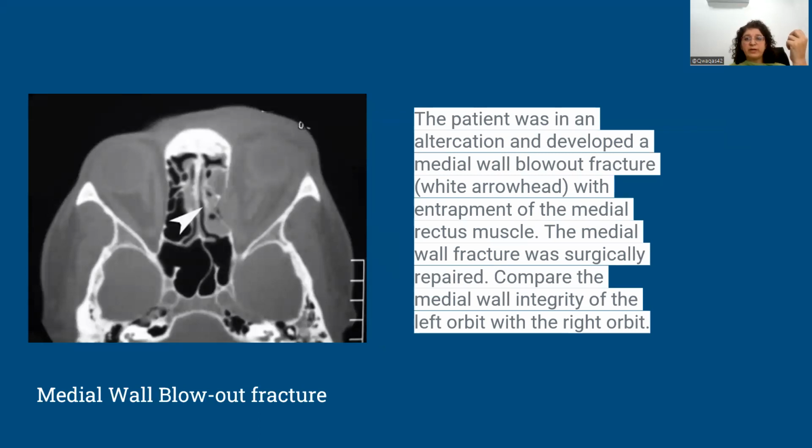This patient was in a fight and developed a medial wall fracture. As you're aware, this is the lamina papyracea. This is one of the thinnest walls in the orbit, so it's very prone to fractures with even mild trauma. And unfortunately, this particular patient developed some entrapment of the medial rectus muscle, and this has to be repaired. Again, whenever there's entrapment of the muscle, it usually needs to be repaired.